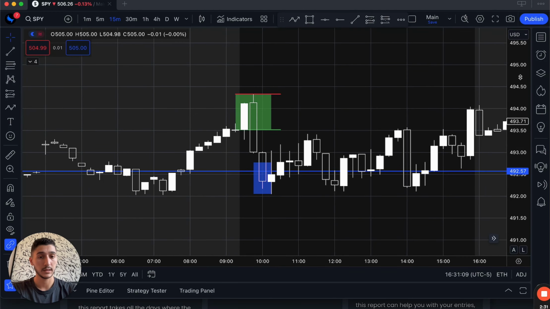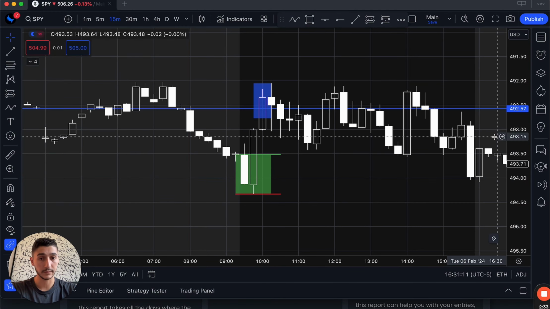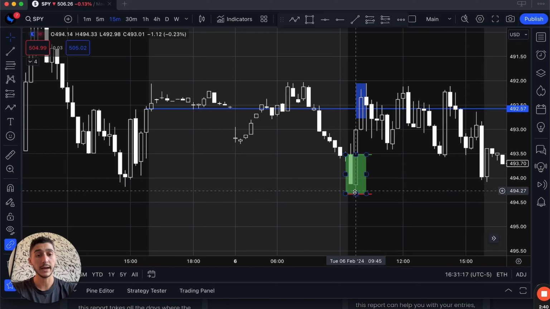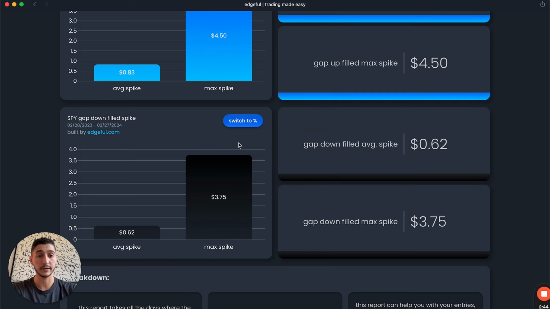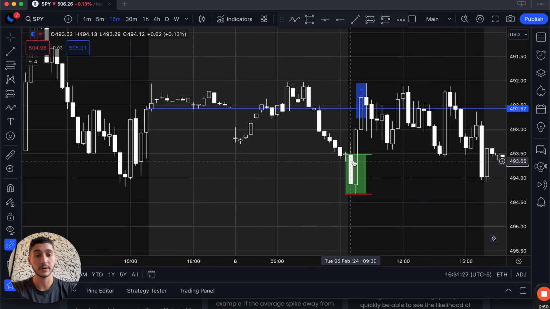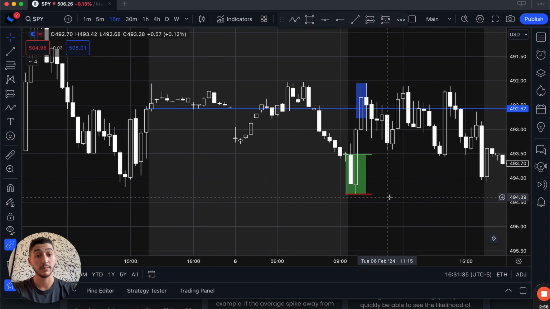And then we have the same report, but for gaps down. So let me just invert this actually, invert scale. Then this would be a gap down here. So we open below and price moves downward and away from this blue line. Here the average gap down spike is 62 cents, so a little bit smaller. That would mean that on average, price from the open, which is this green line here, will move 62 cents down before coming up to fill and touch this blue line.